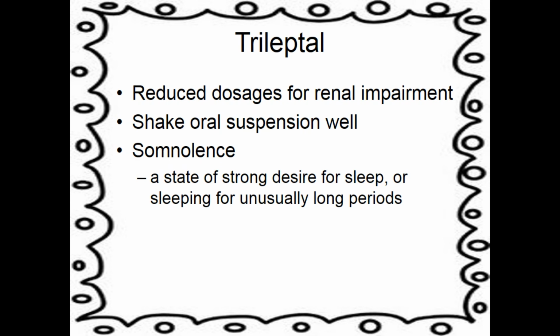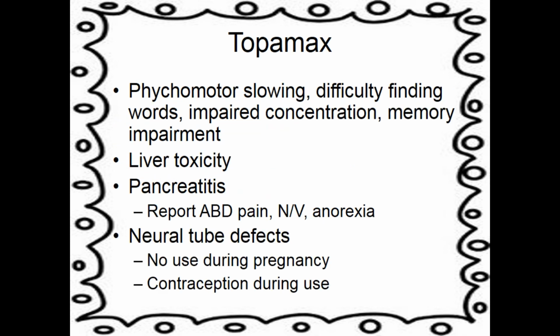Trileptal is the next medication we're going to talk about. You need to remember to give reduced dosages for renal impairment. If it's an oral suspension, then you need to shake well. It can cause somnolence, which is a state of strong desire for sleep or sleeping for unusually long periods of time. Trileptal is an anti-seizure drug that can be given for anybody over 2 years old.